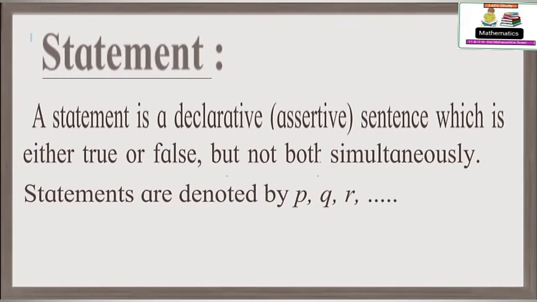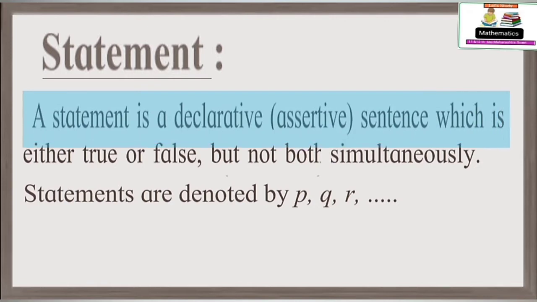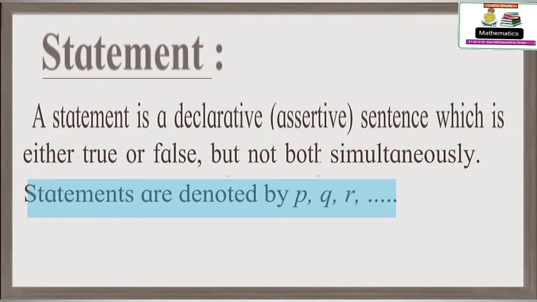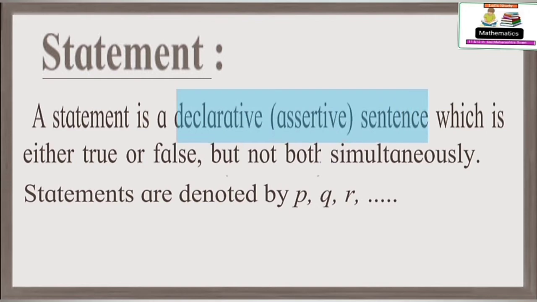Now let's start the first point, statement. What is a statement? See here. A statement is a declarative assertive sentence which is either true or false, but not both simultaneously. Statements are denoted by small letters p, q, r. If 3 statements are given, then the first statement is denoted by small letter p, the second statement by small letter q, and the third statement by small letter r. A statement contains only declarative sentences, remember.